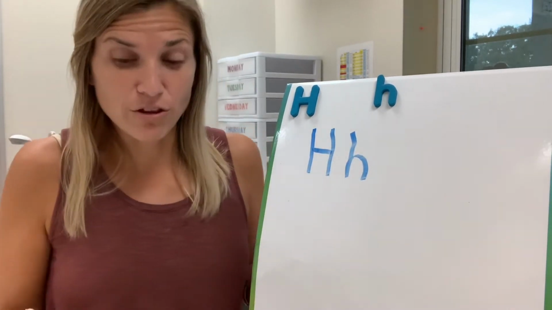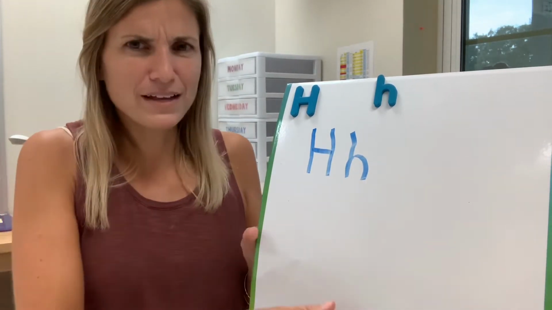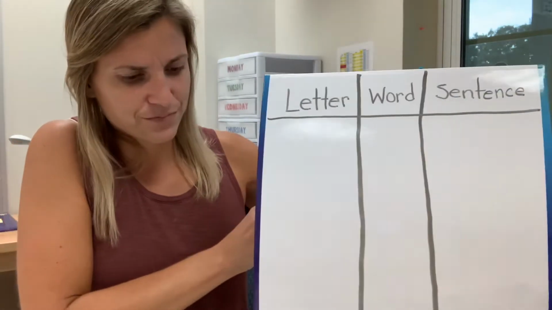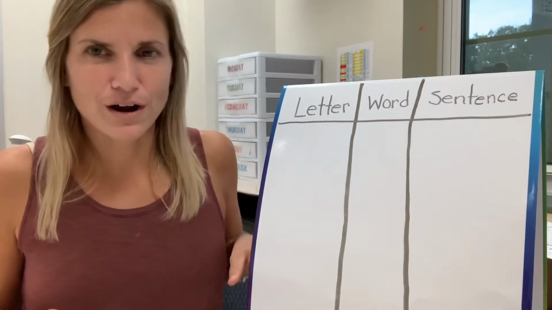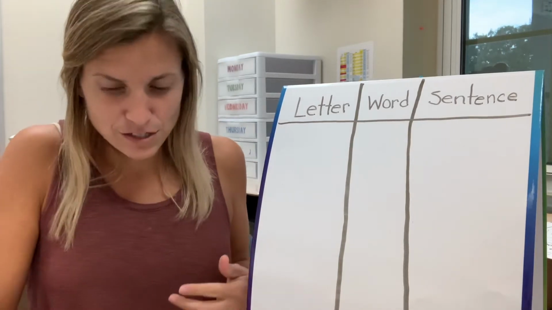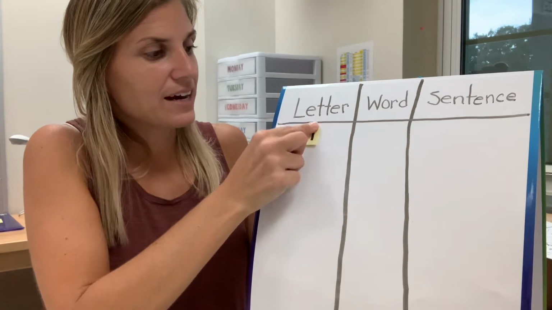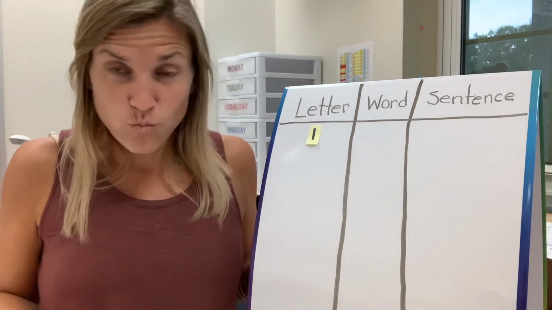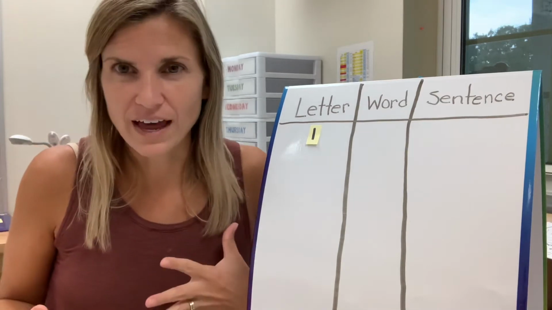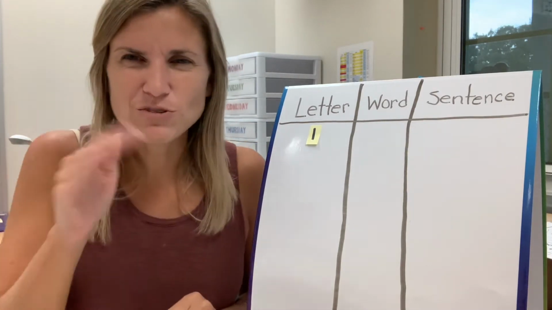So we're gonna be looking for those in a sentence. But before we do, let's talk for a second. What is the difference between a letter, a word, and a sentence? So a letter is just one letter. So like my letter L, that's one letter. A word has more than one letter. There's only two that are little rule breakers, and we'll talk about those later.